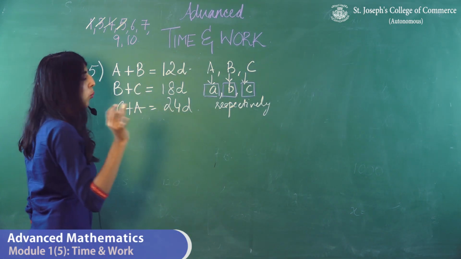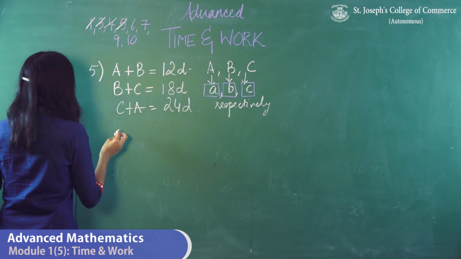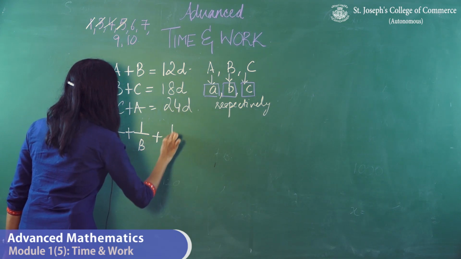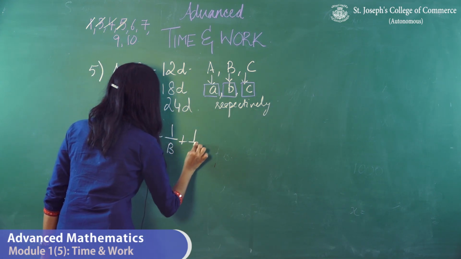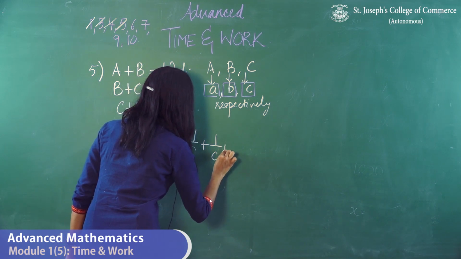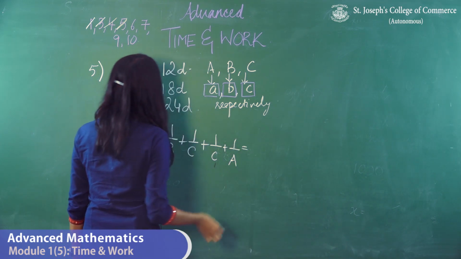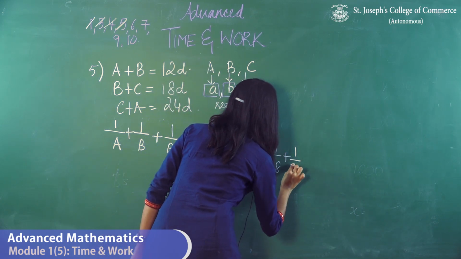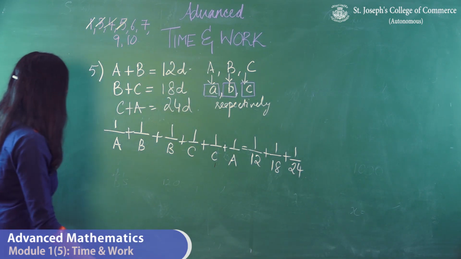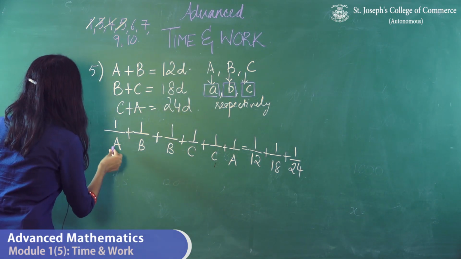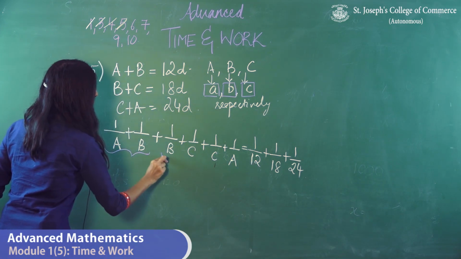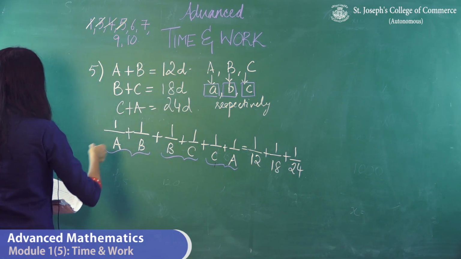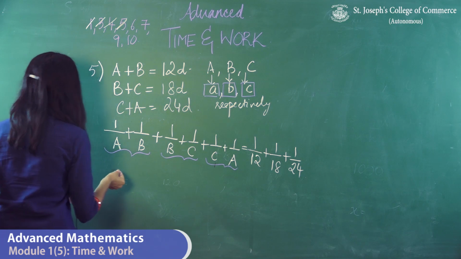So when we convert it into a 1 day base work, you do 1 divided by a plus 1 divided by b, plus 1 divided by b plus 1 divided by c, plus 1 divided by c plus 1 divided by a, is equal to 1 by 12 plus 1 by 18 plus 1 by 24. A plus B is 12, B plus C is 18, and C plus A is 24. Let's write it in terms of small letters a, b and c.